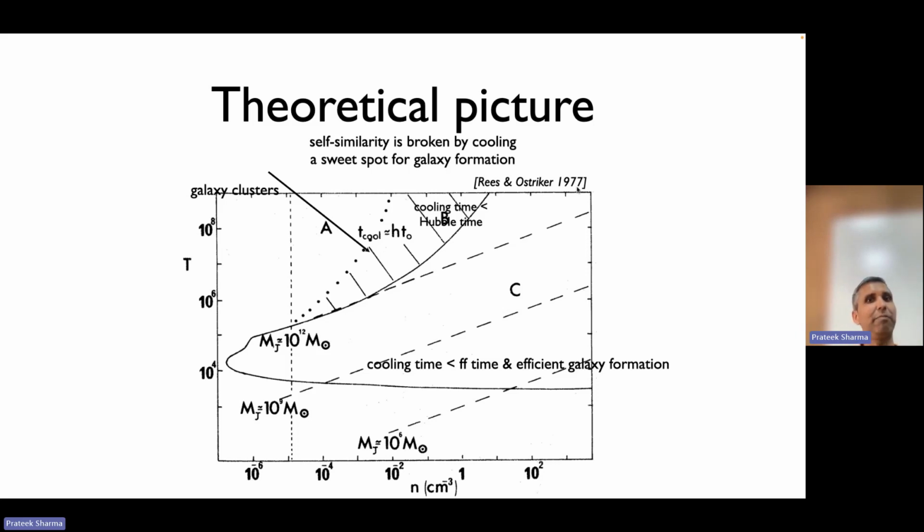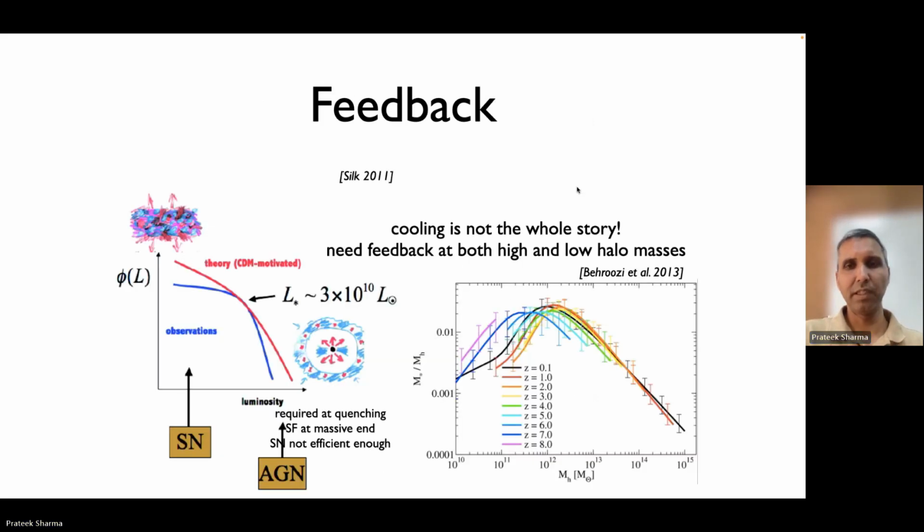This is from a 1977 paper, so this is before the dark matter paradigm came in. Not everything in this is precisely correct, but this idea that cooling governs the range of mass in which you have galaxies was put forward in this and even earlier papers. Now I mentioned feedback: not only radiative cooling, but also energy injection by black hole accretion and by supernovae is important for governing galaxy formation.